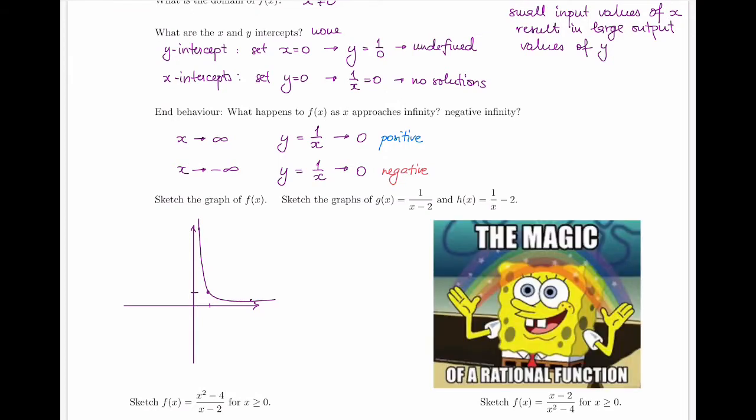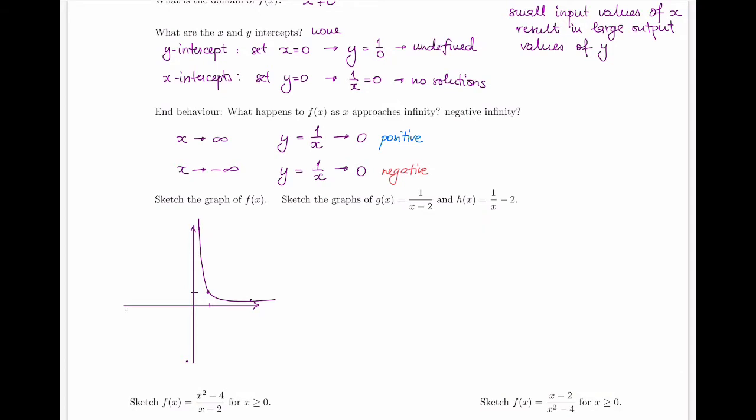Same logic can apply to the negative side. If I plug in a small negative number, I'm going to get a large negative number. And if I apply a large negative number, I'm going to get a small negative number. So altogether, this graph will look something like this. This is the graph of 1 over x, right?